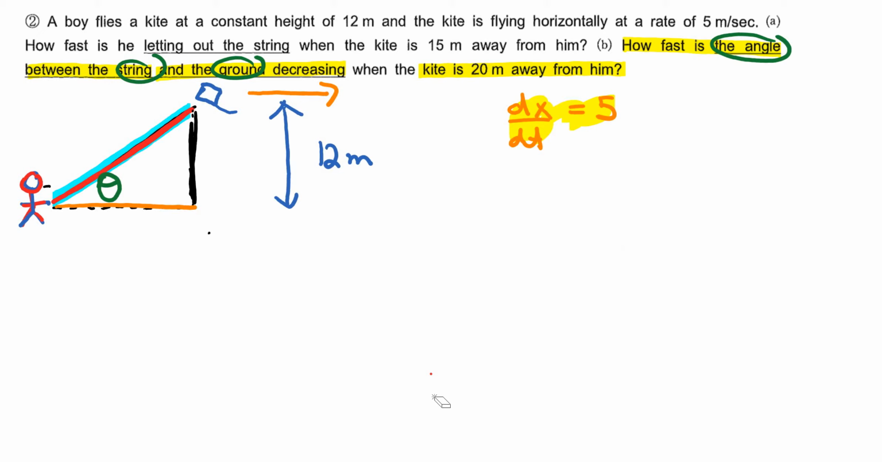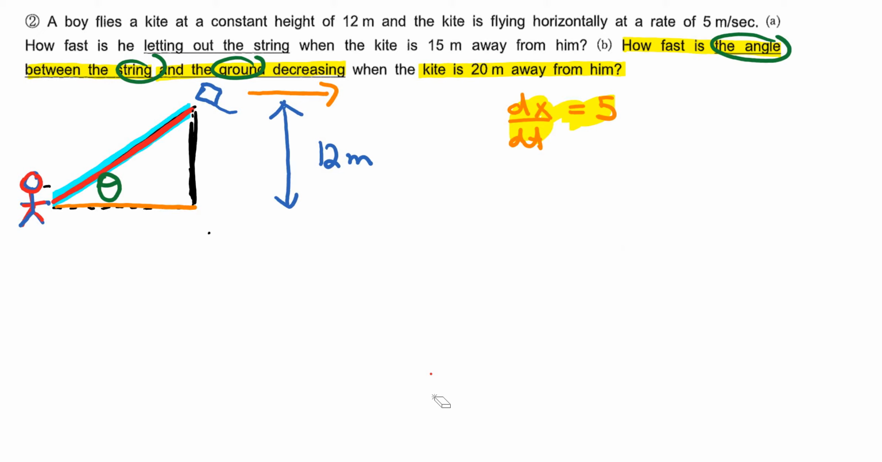Now, when you're doing these angle kind of problems, you always want to take the information that's given to you at the start of the problem. So at the start of the problem, we're given the constant height of 12, and we're also given this horizontal rate of 5 meters per second. So I'm saving my horizontal rate of 5 meters per second, and we're also going to save this 12, and we're going to be using that to set up our next equation here.